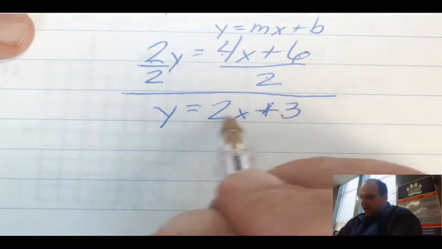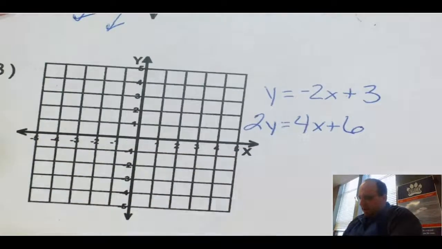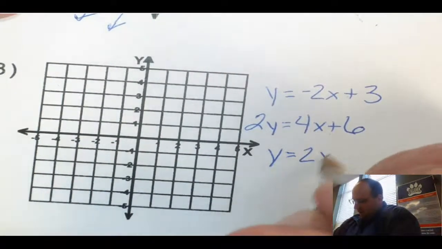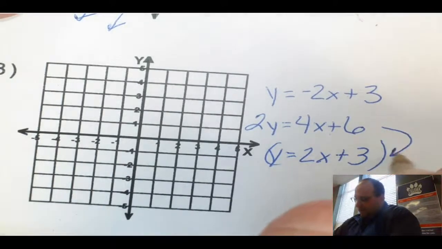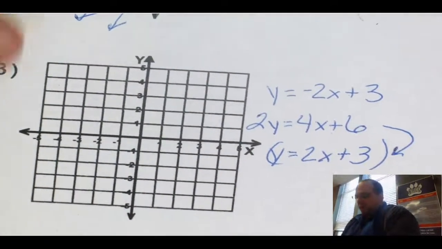And so now I have slope-intercept form. So I'm going to go ahead and write that one down over here. y equals 2x plus 3. So that is what that one is in slope-intercept form. Okay. So now I'm going to go ahead and graph both lines.